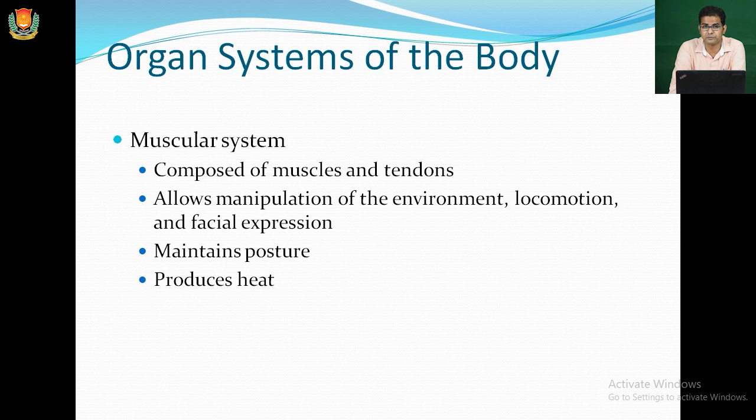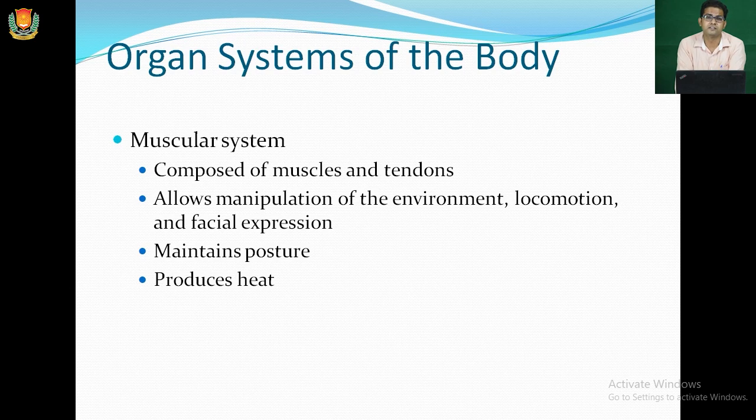Next is the muscular system. The muscular system, which lies over the skeletal system, is composed of muscles as well as tendons. Here I would like to discuss the tendons. The tendons join the bone to the muscles. Now, the muscular part allows the manipulation of the environment, or locomotion, or we can also say the muscles participate in the movement of the body parts. Apart from this, muscles also maintain the body posture. They give the facial expression, how the facial expression occurs.